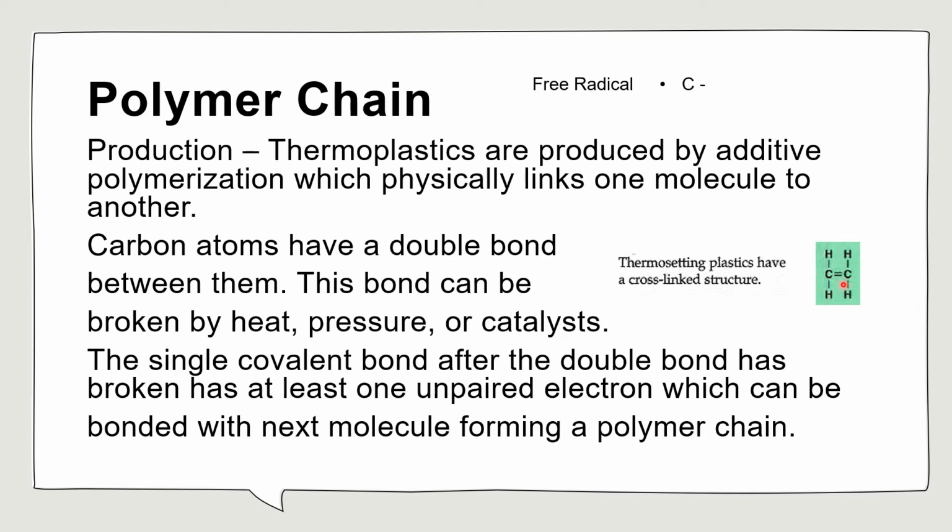So when you take a look at the carbon carefully, you will see two little bars right there. That means it has a double bond right there. They're staying together with a double bond, meaning there are 4 electrons in there. Yeah. So we're going to break one bond by using heat, pressure, or catalysts. So when you break a bond, it has 2 electrons in there.